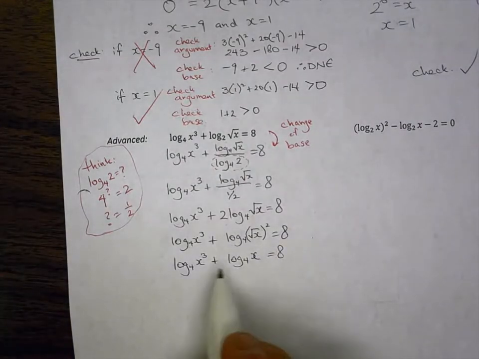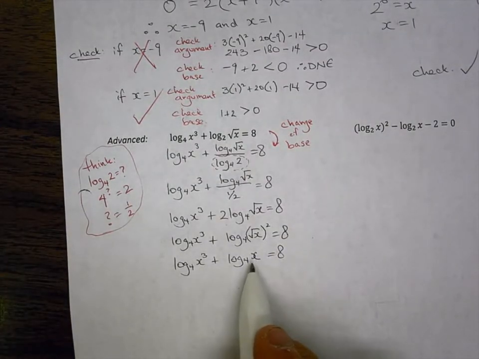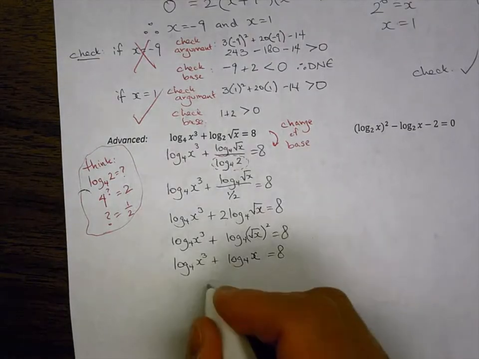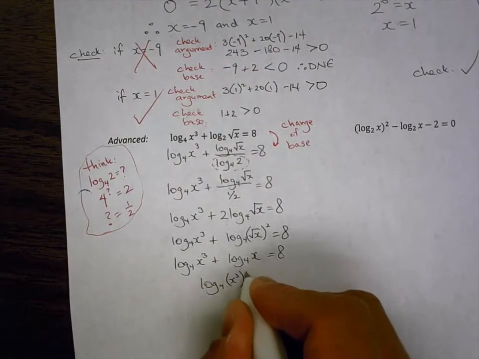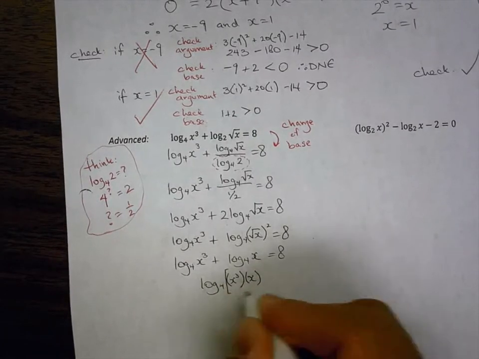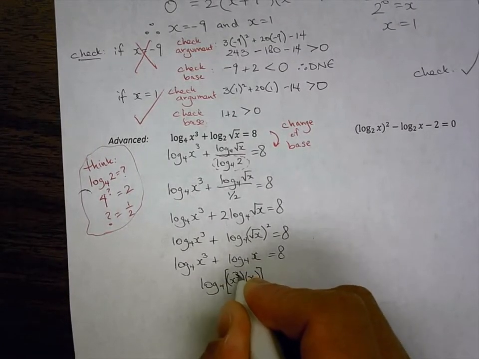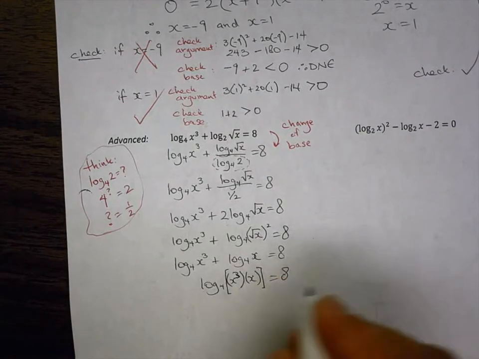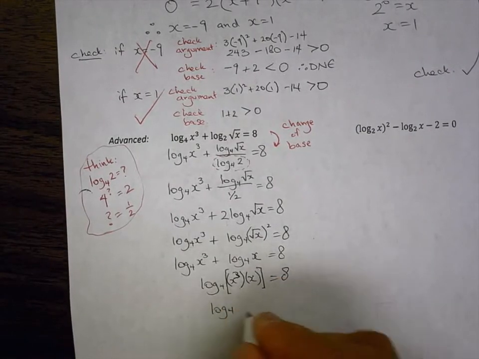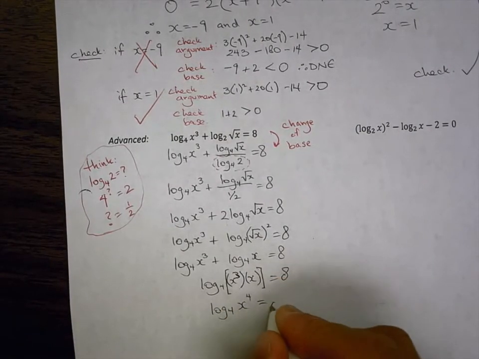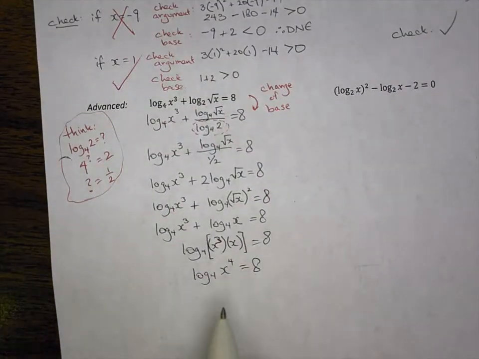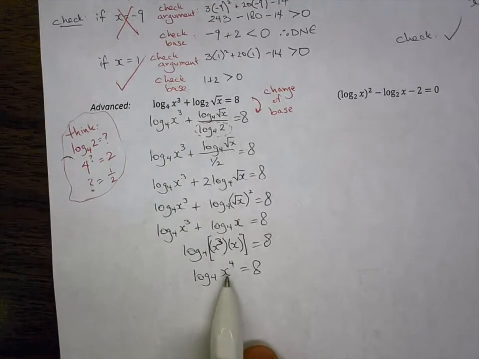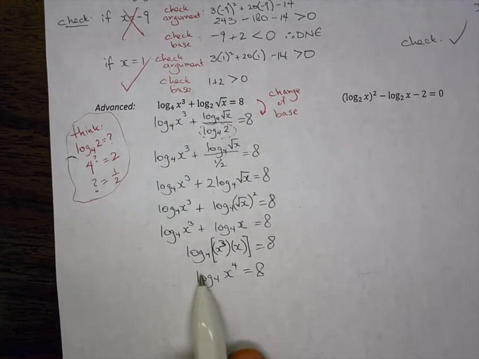Now I can combine these two log expressions by multiplying the arguments. This is my first log law. So I have x cubed times x. Again, I find this to be a little ambiguous. I always like including extra brackets for that one. And I end up with log base 4 x to the 4 is equal to 8. Oh, after all this work, now I am ready to solve this log equation. I've simplified it to have a log on one side, a number on the other.